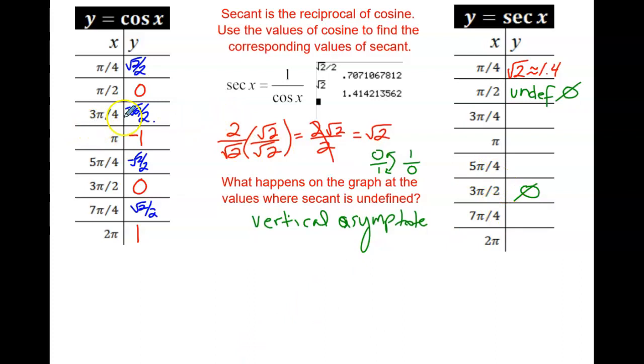Okay, then at 3 pi over 4, we're in quadrant 2 where secant is negative, so this will be a negative square root of 2, or negative 1.4 as a decimal approximation. At pi, the reciprocal of negative 1 is negative 1. Then 5 pi over 4 is quadrant 3. Secant is negative in quadrant 3, so that's a negative square root of 2, or approximately negative 1.4. 7 pi over 4 is the fourth quadrant. Cosine and secant are positive in quadrant 4, so that's going to be a positive square root of 2, or approximately 1.4. Then at 2 pi, the reciprocal of 1 is 1.